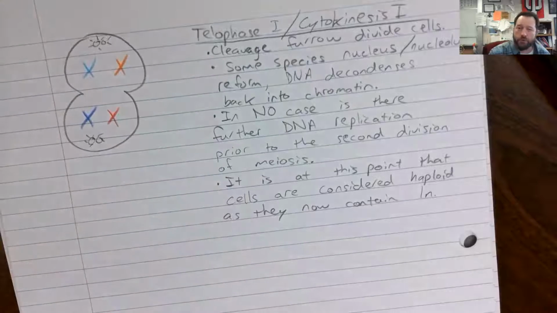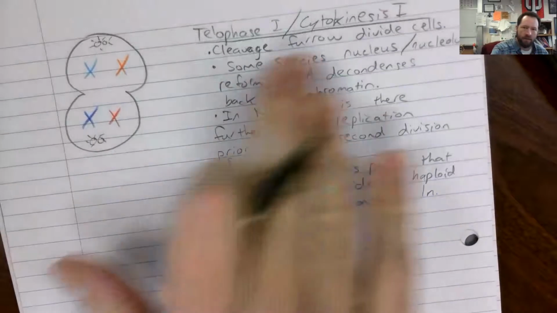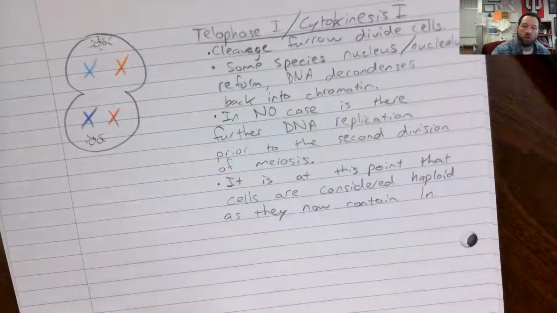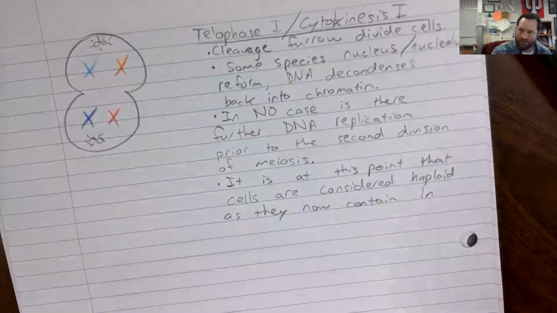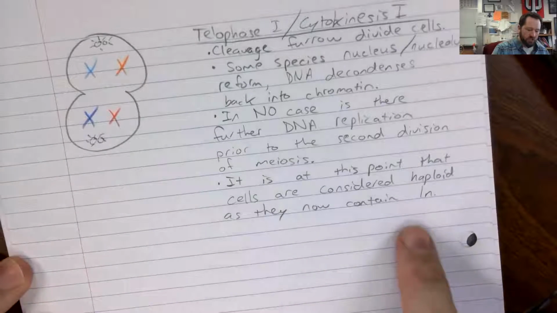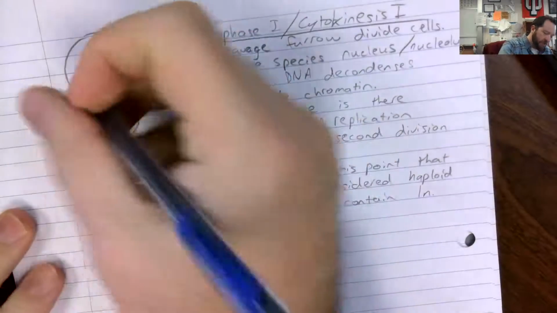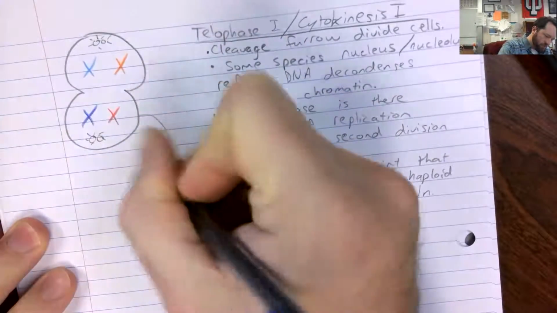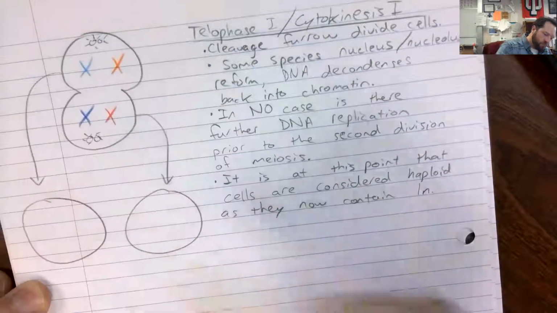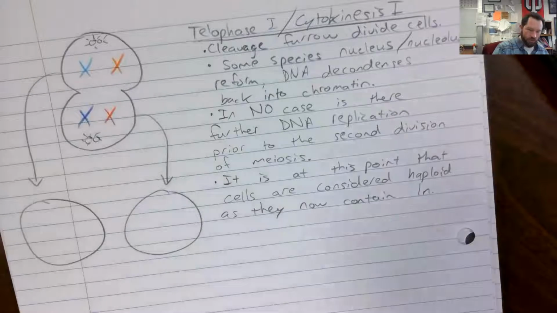Using those terms we started the day with, it's at this point, at the end of telophase 1, that our cells are now considered haploid. We're not done yet. We still have all of meiosis 2 to cover, but it's at this point that they're now considered 1N, because they now only have one of each chromosome. They no longer have a pair.